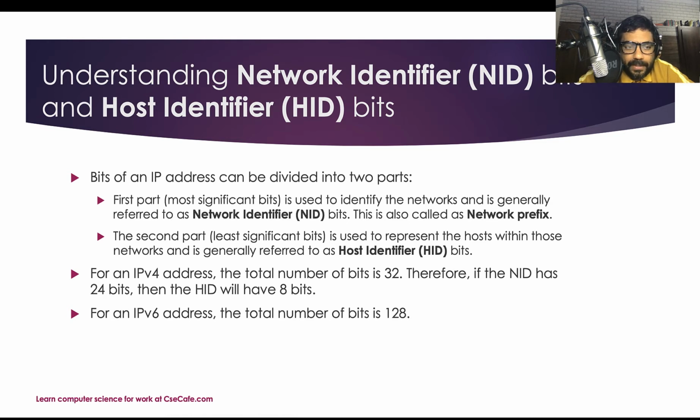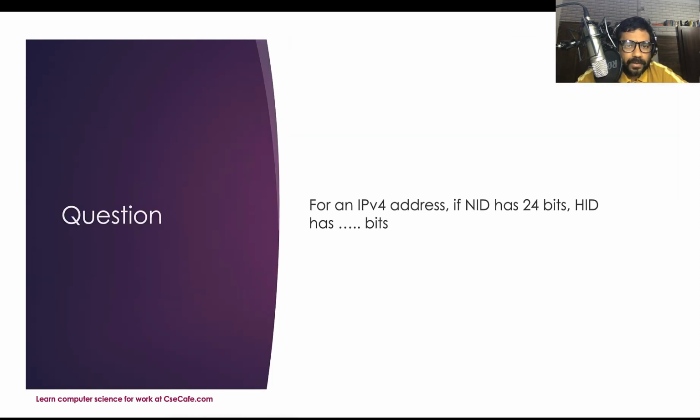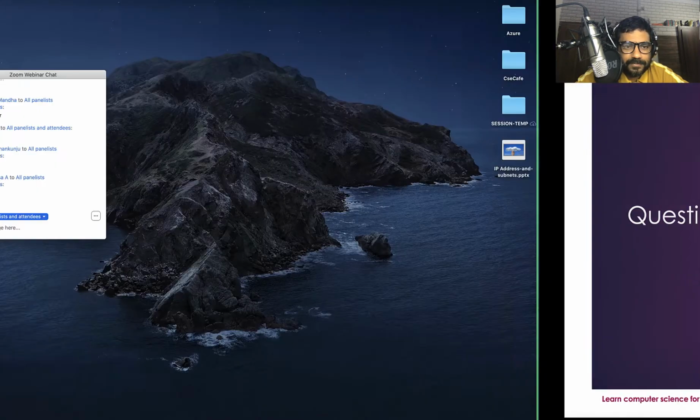For an IPv4 address, the total number of bits is 32, you know. Therefore, if NAD has 24 bits, the HID will have 8 bits. And for IPv6, the total number of bits is 128. For an IPv4 address, if NAD has 24 bits, HID has how many bits?